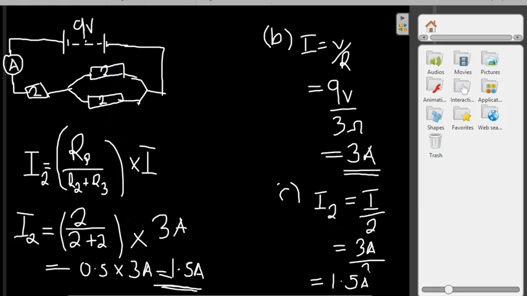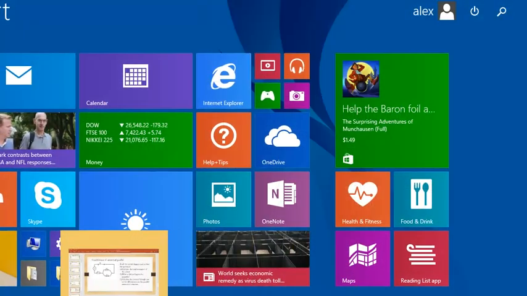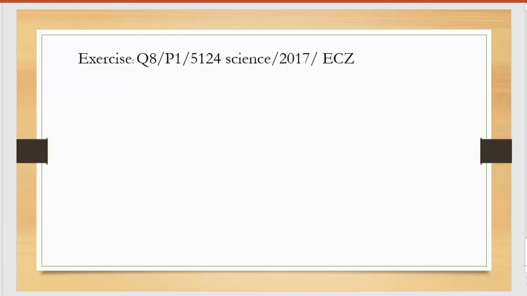Okay, so we have gone through our examples. Now let us see what follows. We have just finished looking at how to answer a question when the resistors are in combination, that's parallel and series. Now I want you to do an exercise. This exercise was actually question 8, paper 1 of science for 2017 ECZ. This is the question that I want you to answer.